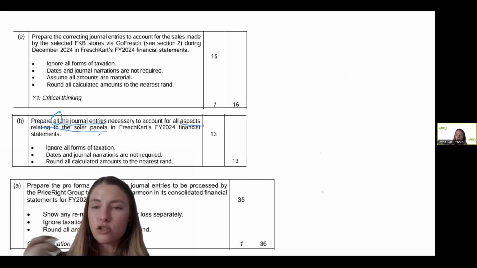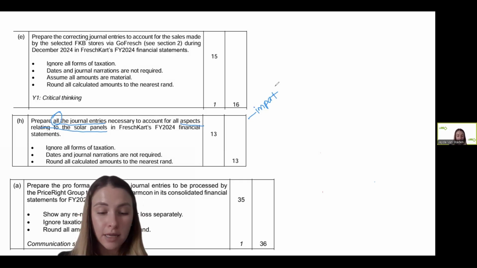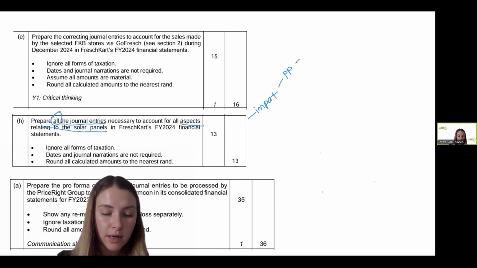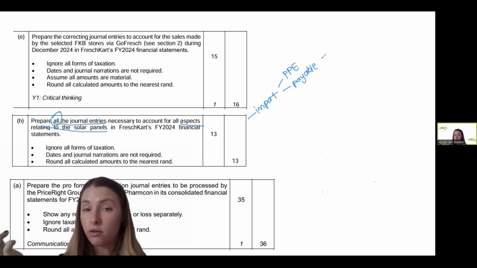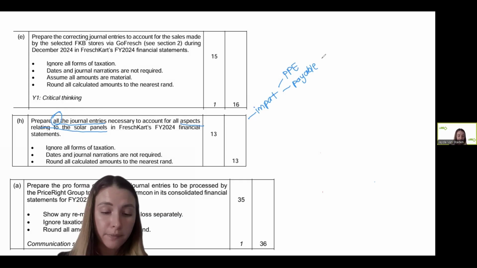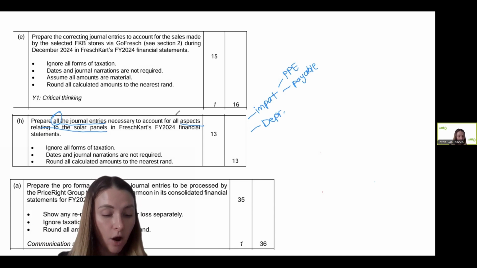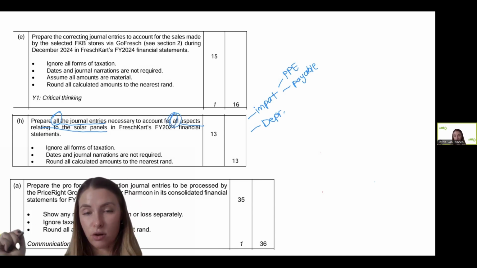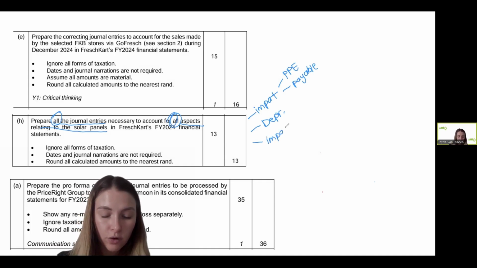Right? So let's assume it's imported. You are going to record the import, all aspects of the import, right? So it's going to be the amount you recognize to PPE. Maybe there's a payable amount that you're also going to recognize, okay? And you're going to have to apply the correct exchange rates in terms of IAS 21. You might have to recognize depreciation as well, since they're saying all aspects relating to the solar panel. Okay, maybe it gets damaged during the year. Now you have to go and record impairment as well.